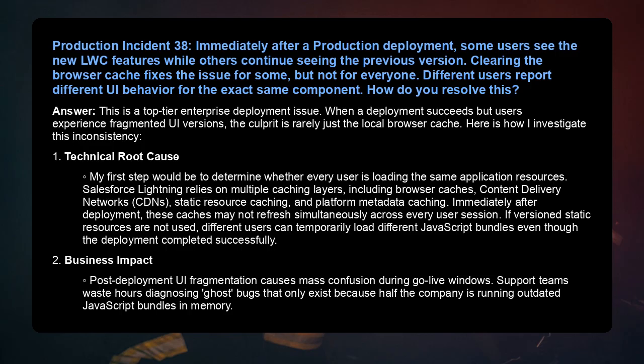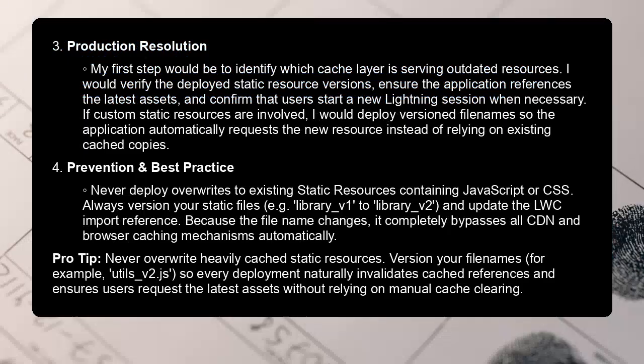2. Business impact. Post-deployment, UI fragmentation causes mass confusion during go-live windows. Support teams waste hours diagnosing ghost bugs that only exist because half the company is running outdated JavaScript bundles in memory. 3. Production resolution. My first step would be to identify which cache layer is serving outdated resources. I would verify the deployed static resource versions, ensure the application references the latest assets, and confirm that users start a new Lightning session when necessary. If custom static resources are involved, I would deploy versioned file names so the application automatically requests the new resource instead of relying on existing cached copies.